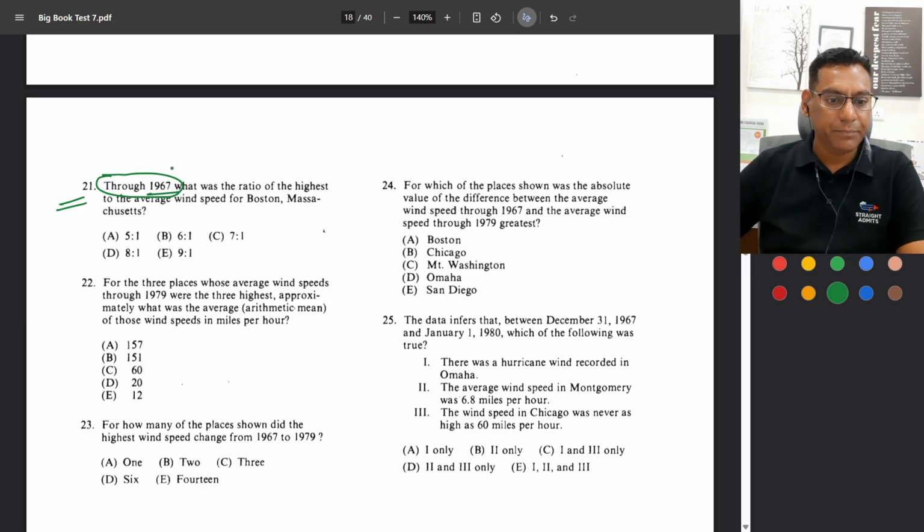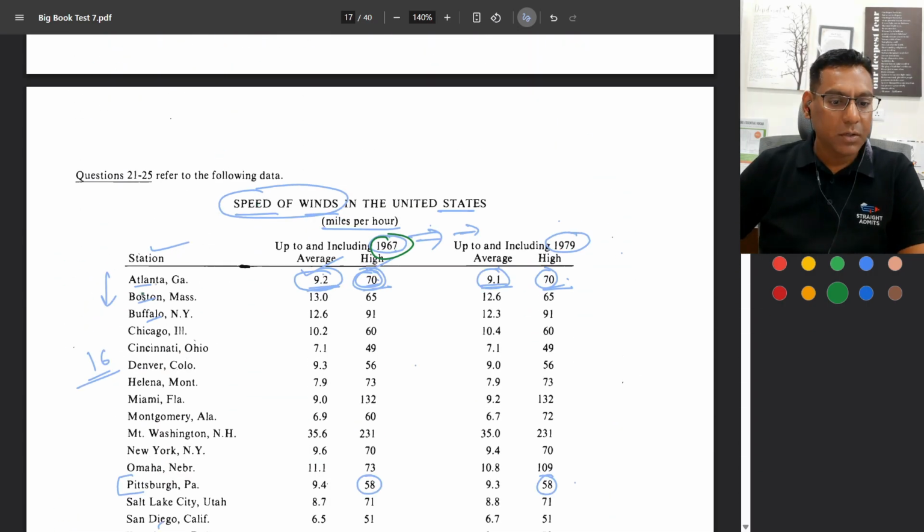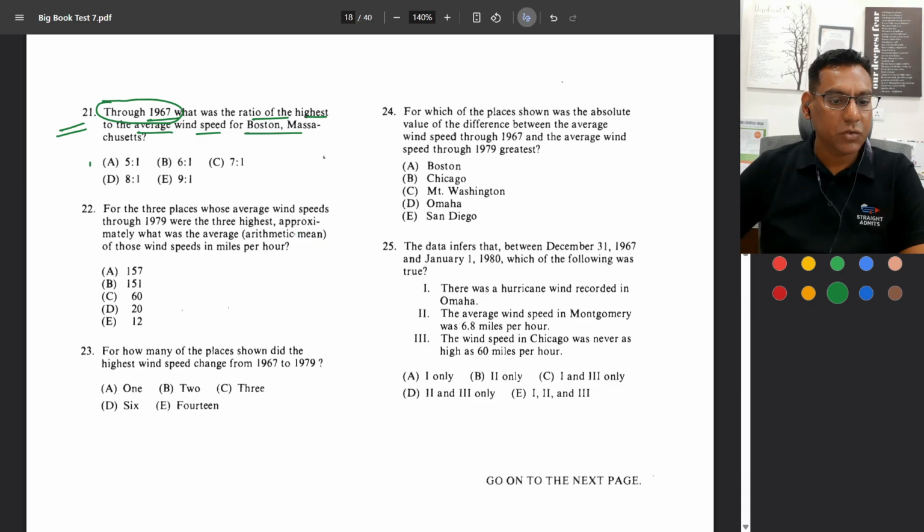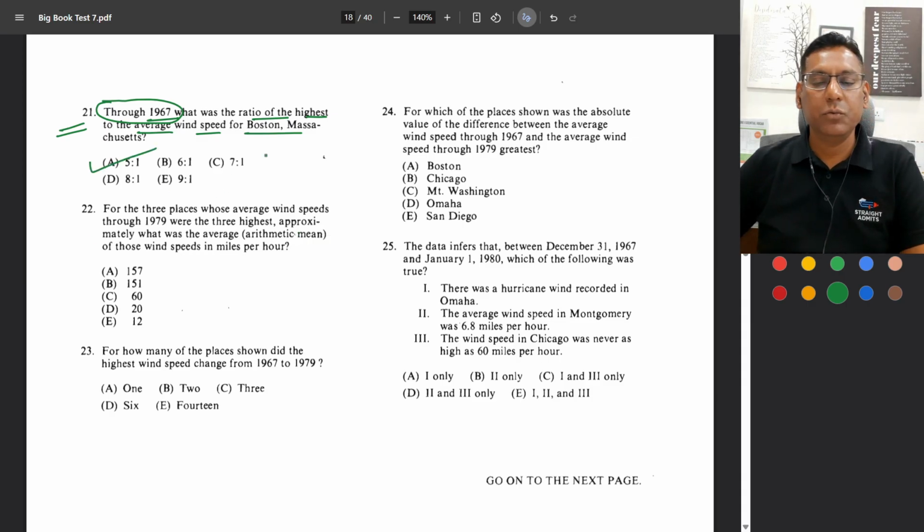First set of readings. Through 1967 was the ratio of the highest to average wind speed in Boston. Okay. So 1967, highest to average, Boston ratio. Okay, so this is Boston. Highest to average ratio is 65 by 13, which is 5 is to 1. Okay, interesting numbers. Again, there is no point or anything. So 5 is to 1, answer choice A. Very straightforward if you refer to the correct table.